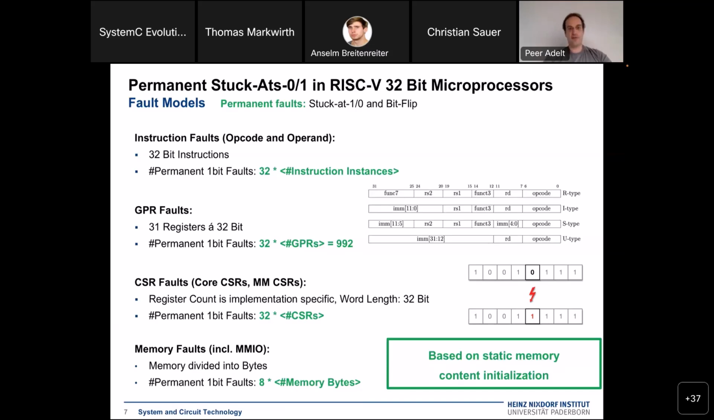Similarly, we can do this for CSRs. The amount of control and status registers is highly implementation specific, so there's just a formula, but it's still quite easy to calculate. For memories, we treat the memory in general as a collection of bytes, and for each byte, we just count each and every bit fault as one of the 8 bits in each byte.